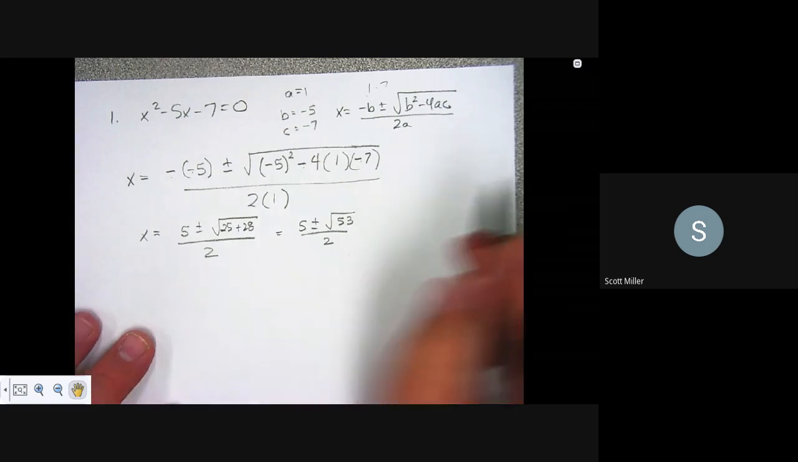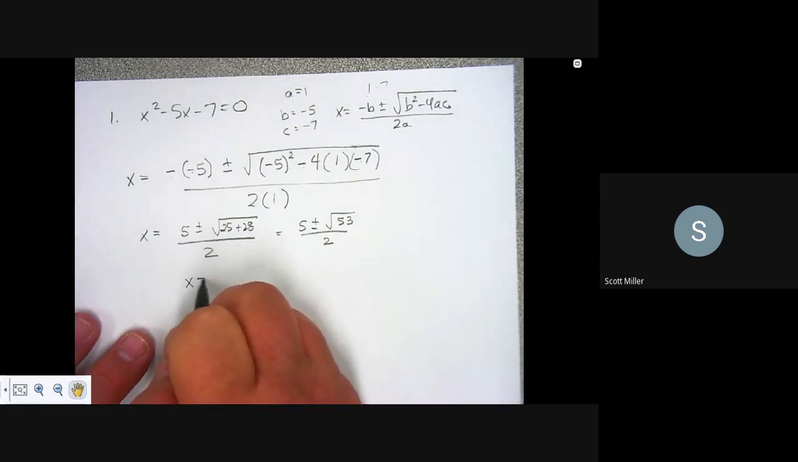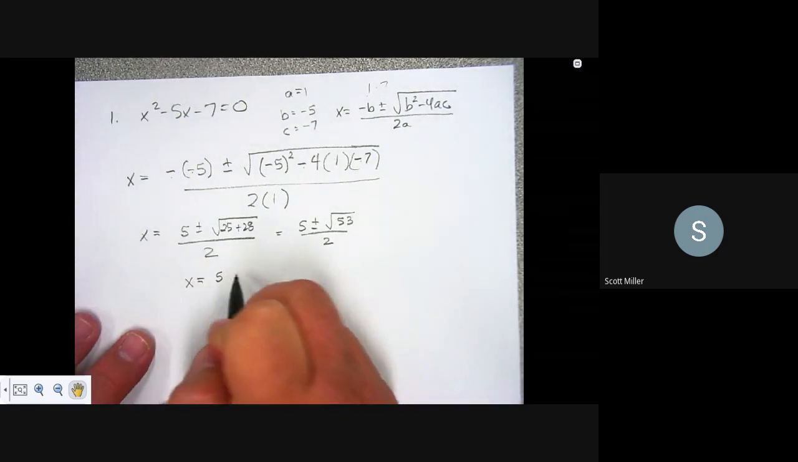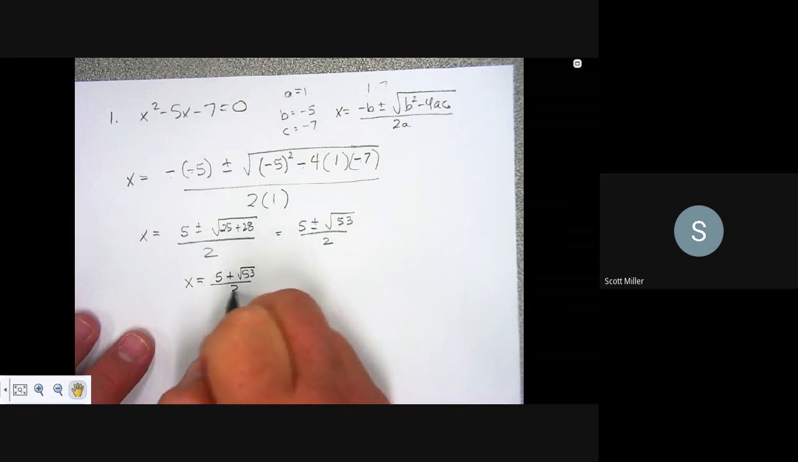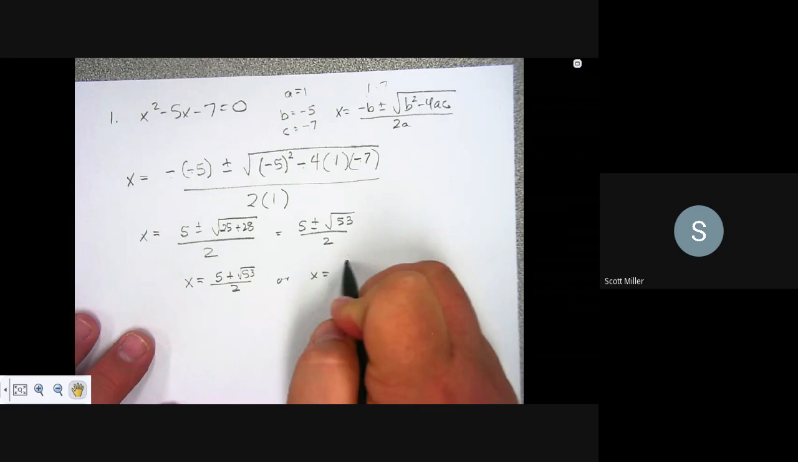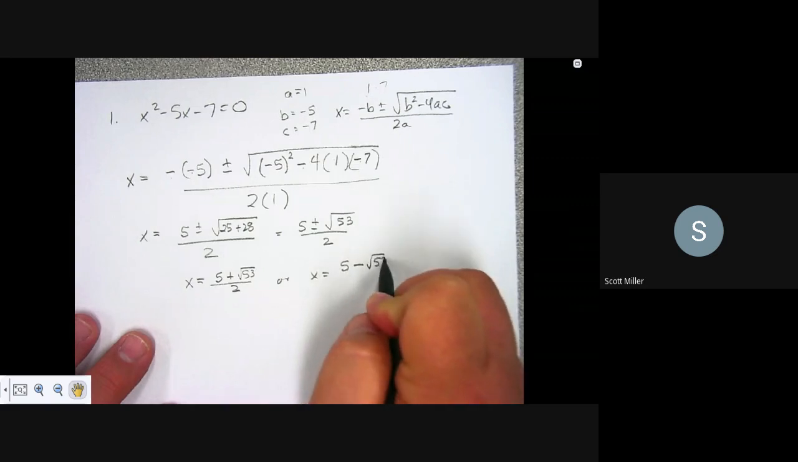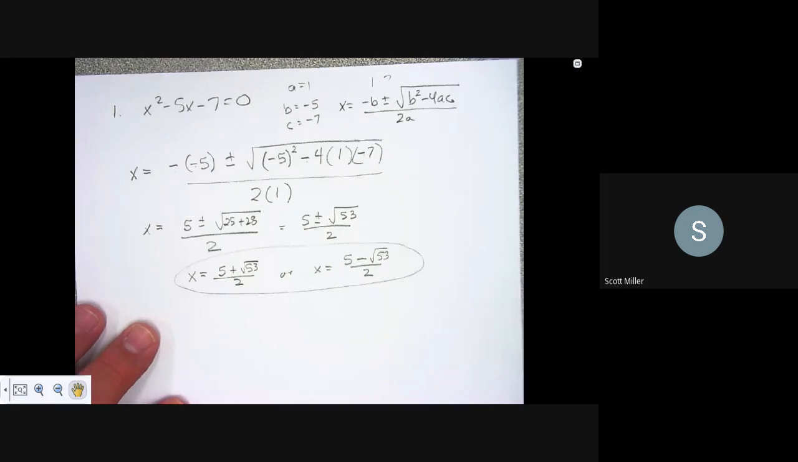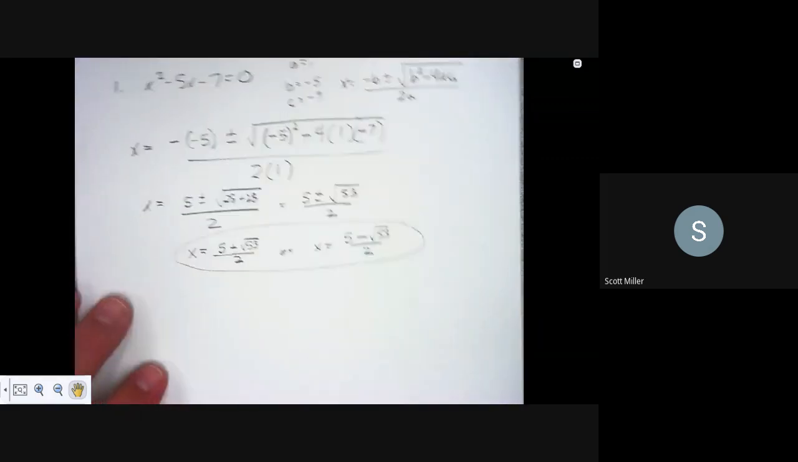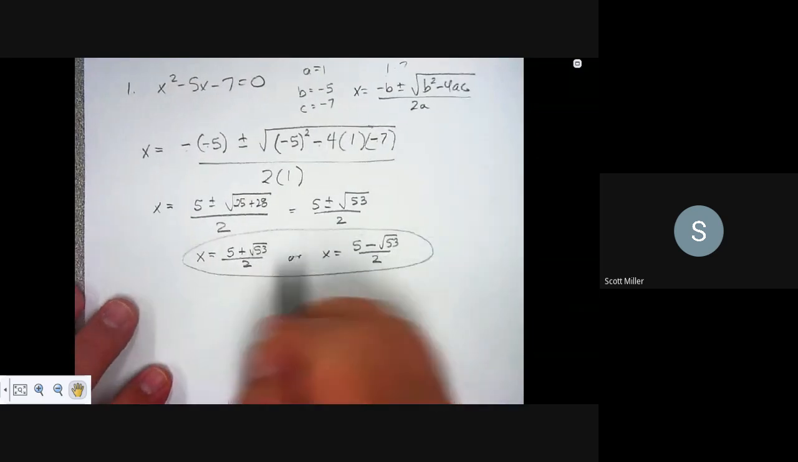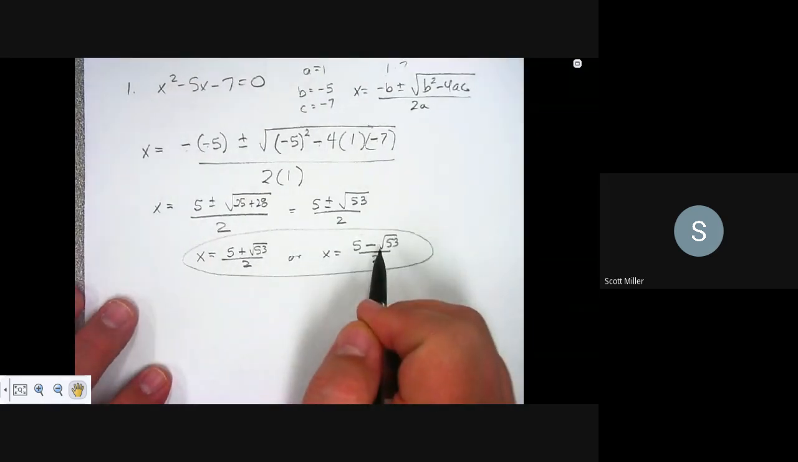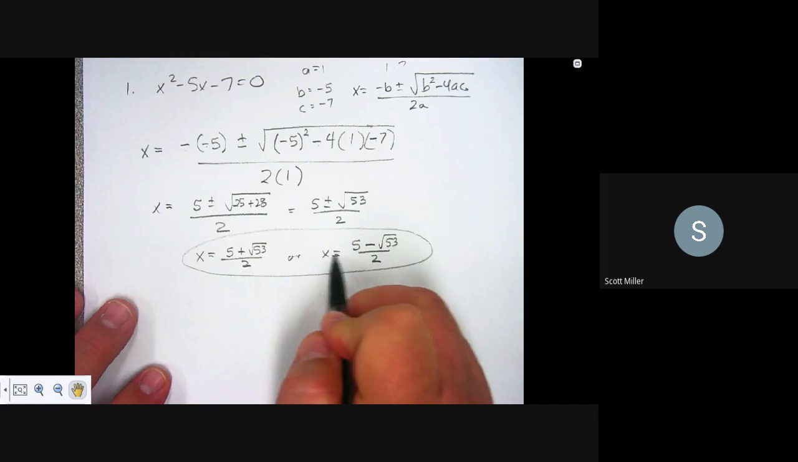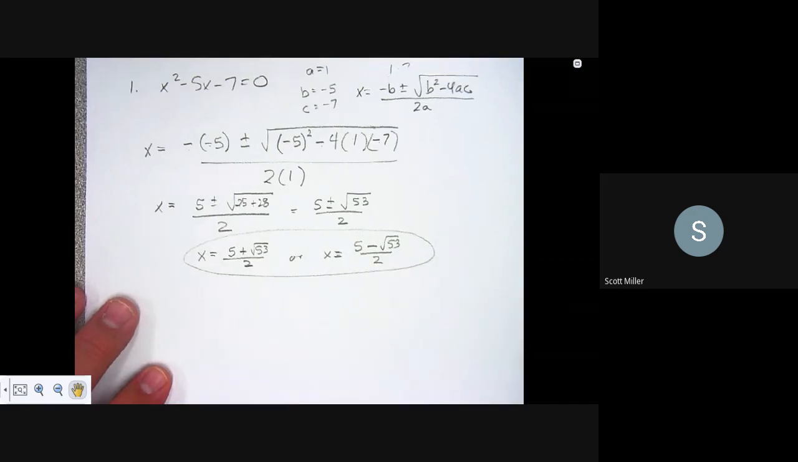You are done. Here are your two answers. x equals 5 plus the square root of 53 over 2, or x equals 5 minus the square root of 53 over 2. There's your two answers. You can use a calculator to find approximate values of those, rounded to 3 decimal places if you need to be. But these are the answers. Anything else is an approximation, not as good as these. So this is what I'd be looking for on your work.